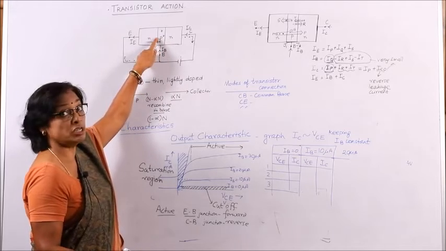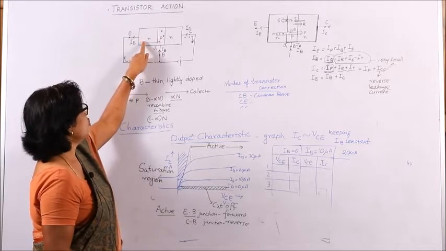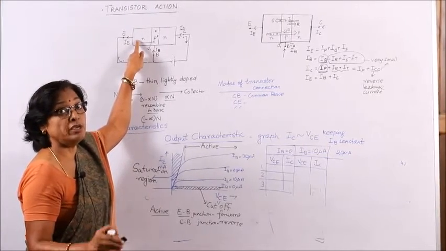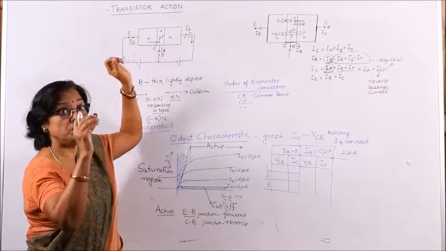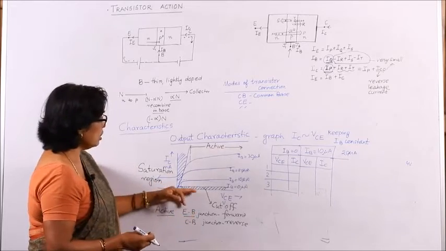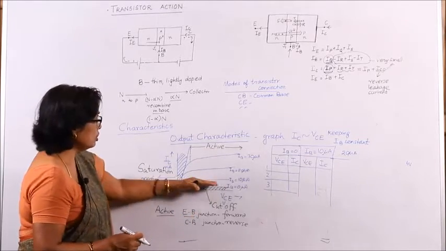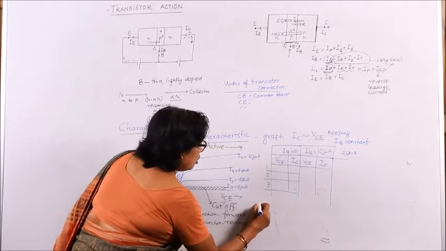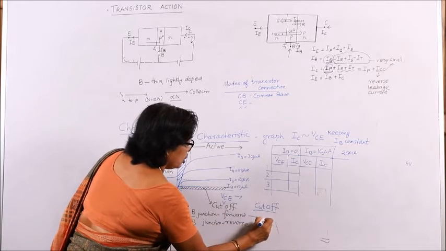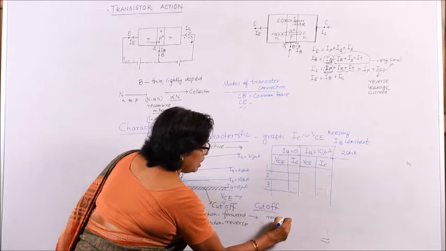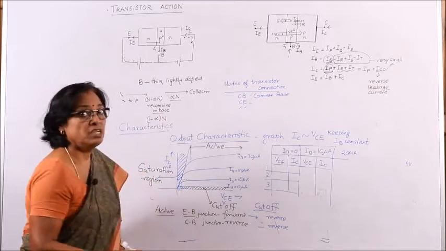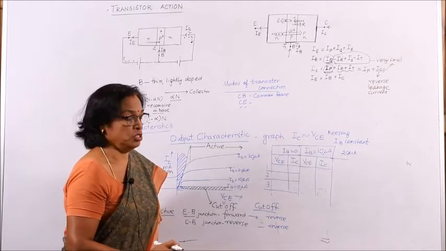Now, if you make this also reverse biased, then these electrons which were going from emitter to base will not go. So, if both of them are reverse biased, current will be 0, it is cut off, the transistor will not work. So, this is the cutoff region, below this IB is equal to 0. In the cutoff region, emitter base junction is reverse biased, collector base junction is also reverse biased. When both the junctions are reverse biased, the transistor is in cutoff region.